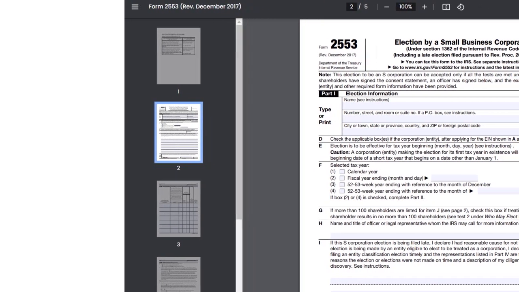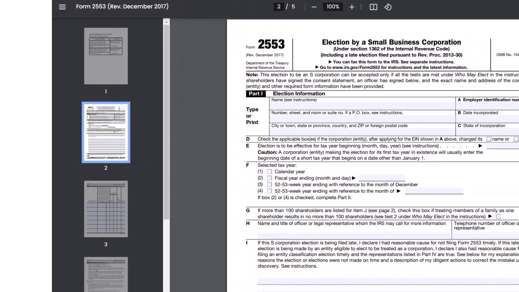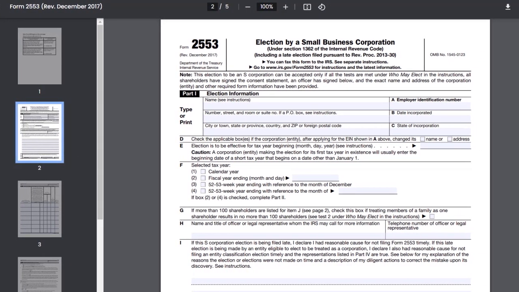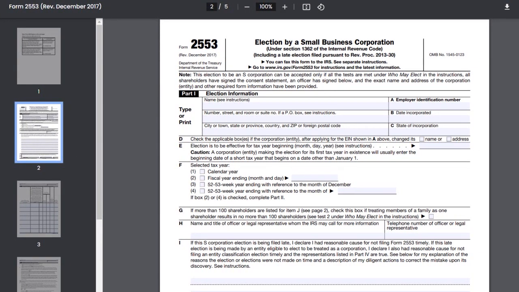And so the thing is that in order to become an S corporation, the corporation must submit a completed Form 2553, and this form is called Election by a Small Business Corporation that has been signed. Now, that Form 2553 must be signed by all the shareholders. Very important, all the shareholders. And so the following information must be provided.